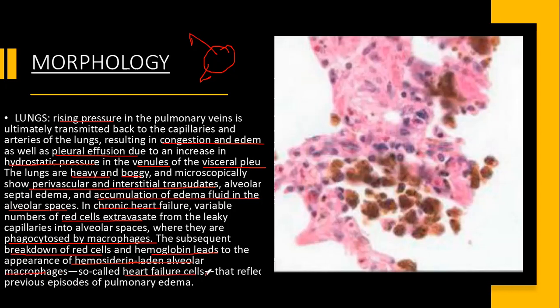So heart failure cells are found in the lung, not in the heart. And the other name for heart failure cells is siderophages. Okay, and once you detect, and here they are, these hemosiderin-laden macrophages, those are the heart failure cells. This is the normal lung parenchyma. You can see the simple squamous epithelium here. Okay, so once you see this, they are indicative of previous episodes of pulmonary edema.